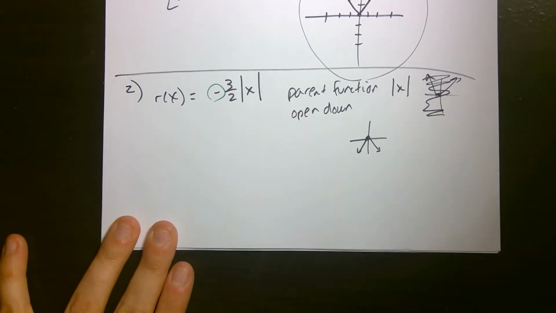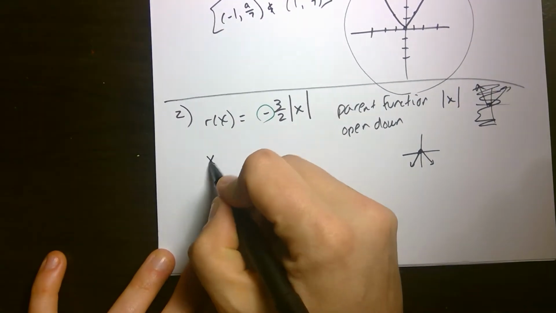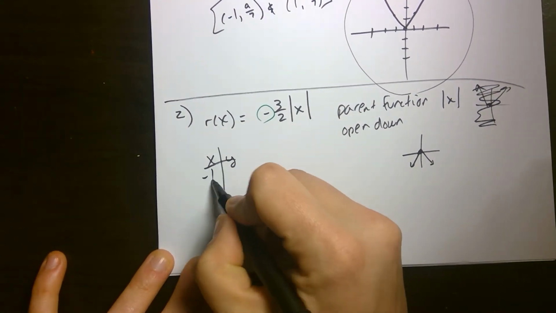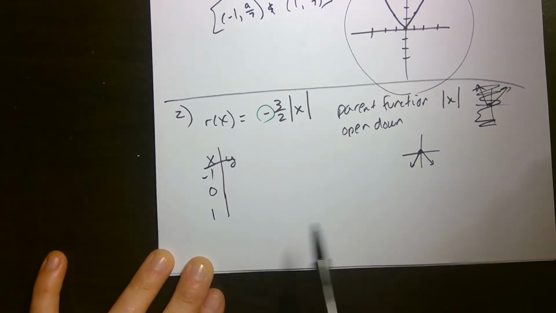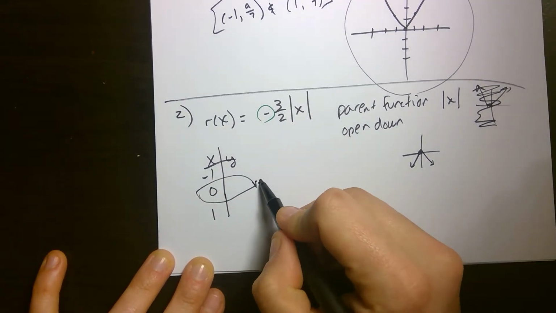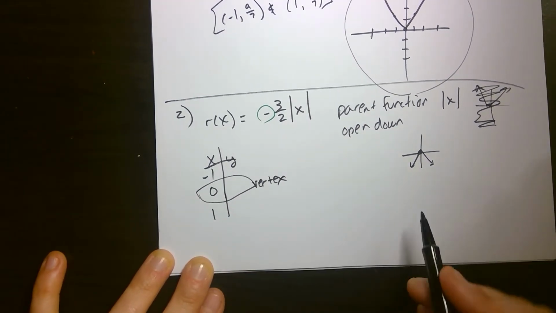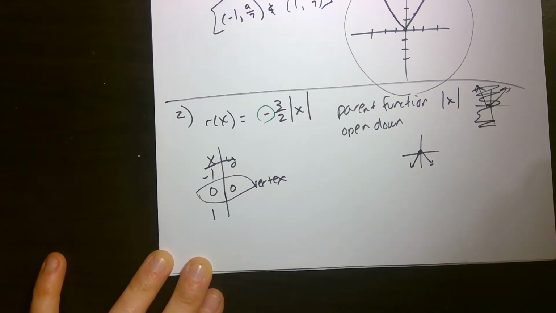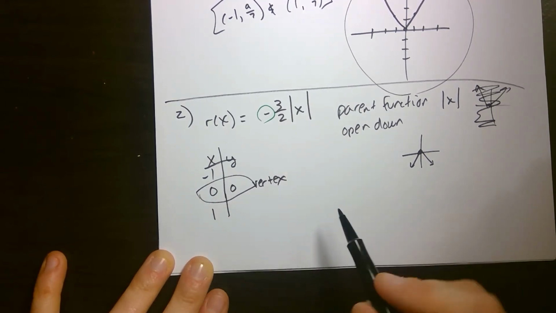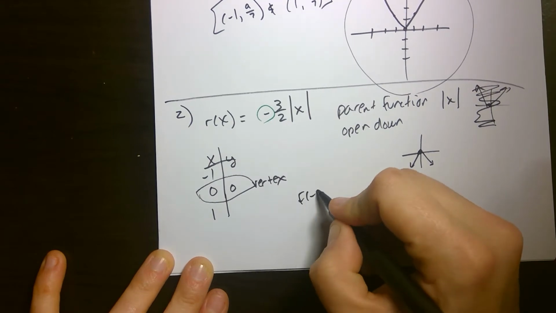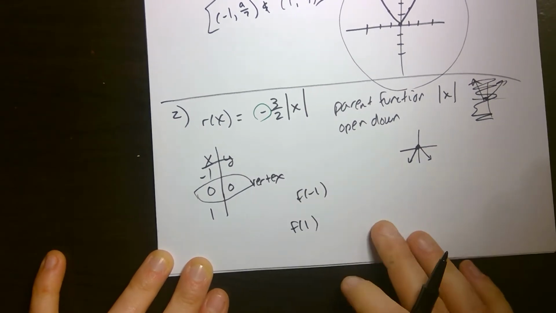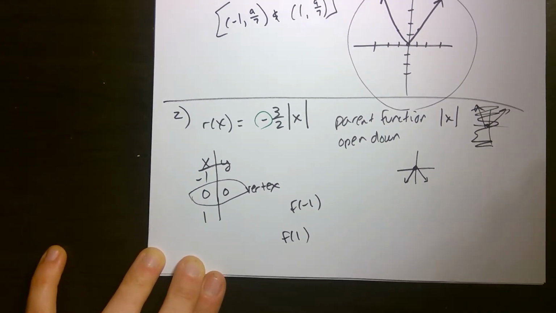Well, in order for me to find those second points, again, I'm going to make an XY chart, and I'm going to pick -1, 0, and 1. I already know that this is the vertex because, again, I've asked you to memorize that. And so we know that the vertex is 0, 0, so we don't have to show any work for that. But I want to find f of -1 and then f of +1 so that I have some points that are close to my vertex.